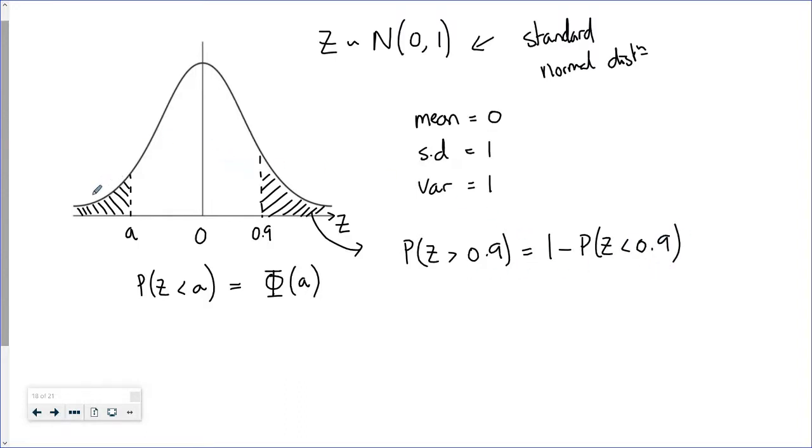The reason is that the total probability underneath the curve adds up to 1. So this shaded area here is equivalent to 1 subtracted by the shaded area to the left of 0.9. So this basically says 1 minus the probability to the left of 0.9. We've done that because we wanted to write it in terms of this phi function, and the probability of Z being less than 0.9 is the same as phi of 0.9. We're going to use this later on.